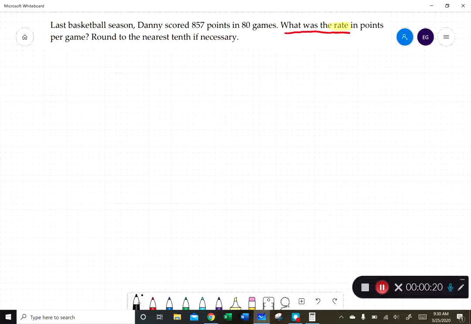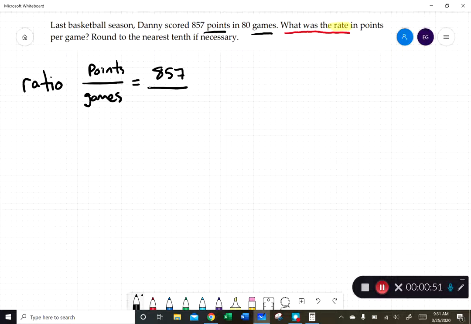And remember, a rate is basically the decimal version of a ratio. So we start with a ratio, which is a fraction with units. So in this case, the two units we have are number of points and number of games. So our ratio of, say, points to games would be 857 points in 80 games.